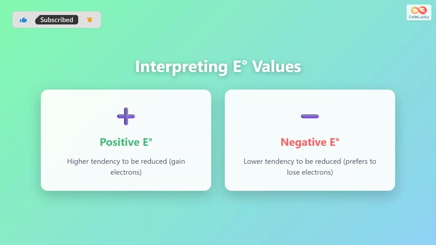Now, how do we interpret standard reduction potential values? If a species has a positive E° value, it means that species has a higher tendency to be reduced compared to the standard hydrogen electrode. In other words, it more readily gains electrons. The more positive the value, the stronger the oxidizing agent. Conversely, if a species has a negative E° value, it has a lower tendency to be reduced than hydrogen. This means it prefers to lose electrons rather than gain them, making it a better reducing agent. Understanding these values helps us predict which direction a reaction will proceed and which species will act as the oxidizing or reducing agent.